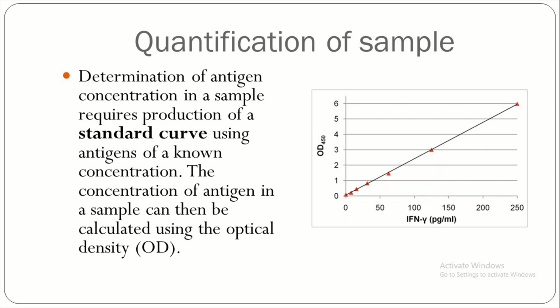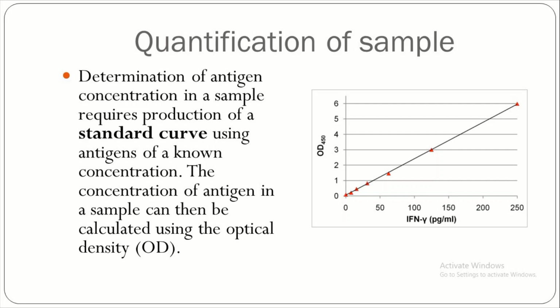For example, here I have given interferon gamma. Along with your unknown samples, we also take standard samples. Here I am going to quantify interferon gamma in a serum sample. So along with the unknown samples, I will take a series of standard samples with different concentrations. The treatments will be the same. First I will coat the antigen, then I will add the primary antibody, then the secondary antibody, then I will add the substrate, then I will measure it in the spectrophotometer. It is all the same for unknown samples and the standard samples.